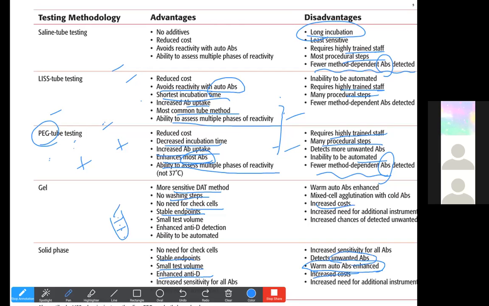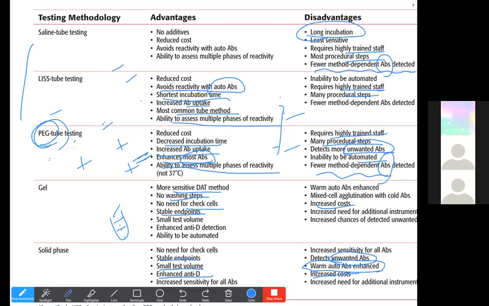But the solid phase would be detecting, just like in the tube test, where we had PEG, which was detecting increased antibody uptake and enhancement, and most antibodies were being detected. In fact, it did not miss any clinically significant antibody, but it could pick up some clinically insignificant antibodies. So with PEG, although you had the advantage of being very sensitive, it could be detecting too many, and detects more unwanted antibodies.